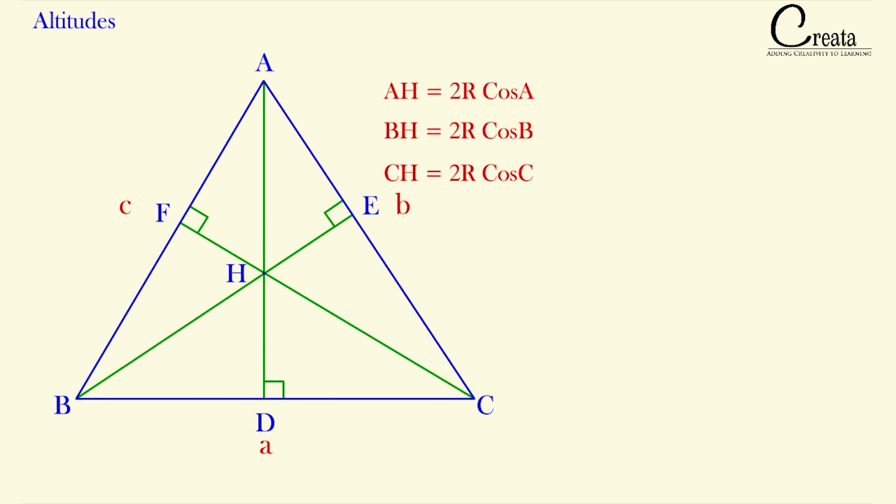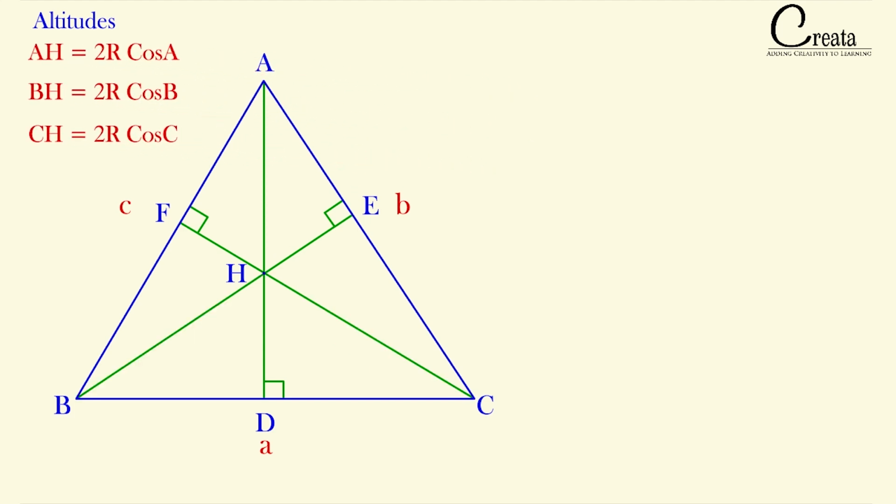Let's see. The proof will involve the fundamental of the sine rule that we have done in the previous lecture. That is a upon sin A is equal to b upon sin B is equal to c upon sin C is equal to 2R. This is the formula that we have seen in the circumradius. So this fundamental will be used in the proof of the formula.